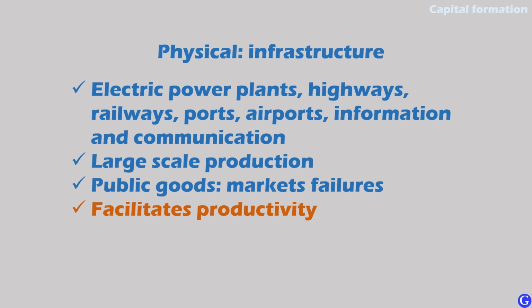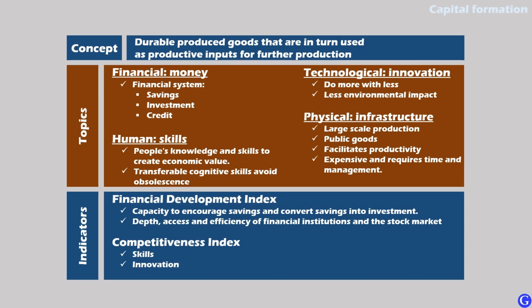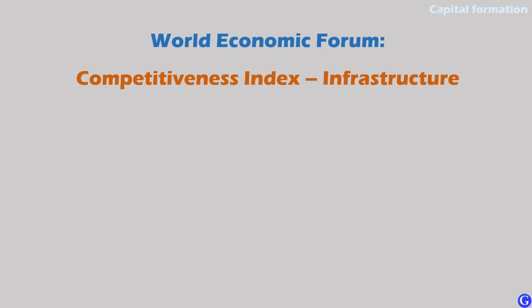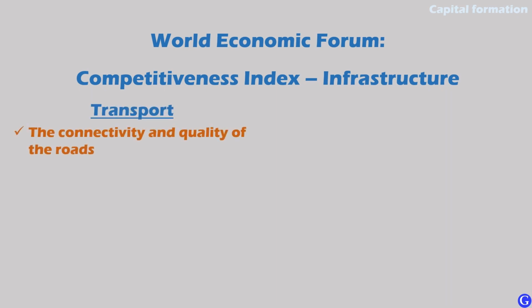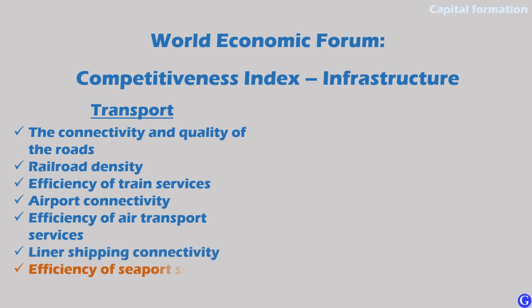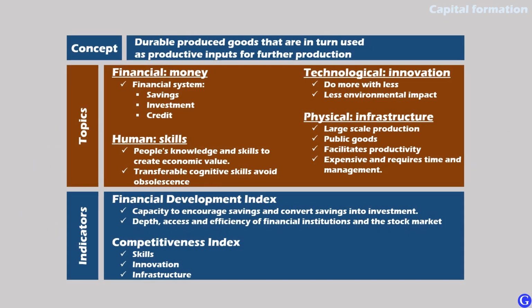Researchers have shown that infrastructure mainly facilitates productivity. However, it has been very challenging for many countries to create the desirable infrastructure since it's expensive, takes time, and requires a lot of management. The World Economic Forum's Competitiveness Index provides a valuable measure of each country's infrastructure level. On the one hand, they review the transport infrastructure, in which they score the connectivity and quality of the roads, railroad density, efficiency of train services, airport connectivity, the efficiency of air transport services, liner shipping connectivity, and efficiency of seaport services. On the other hand, they assess the utilities infrastructure, including access and supply quality of electricity, exposure to unsafe drinking water, and water supply reliability. The indicator takes values from 0 to 100.